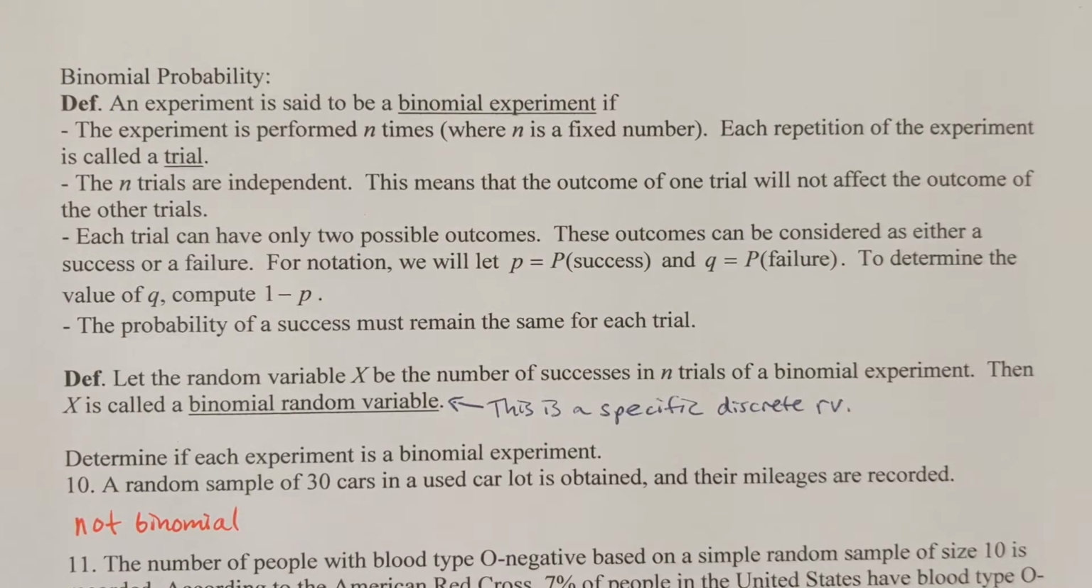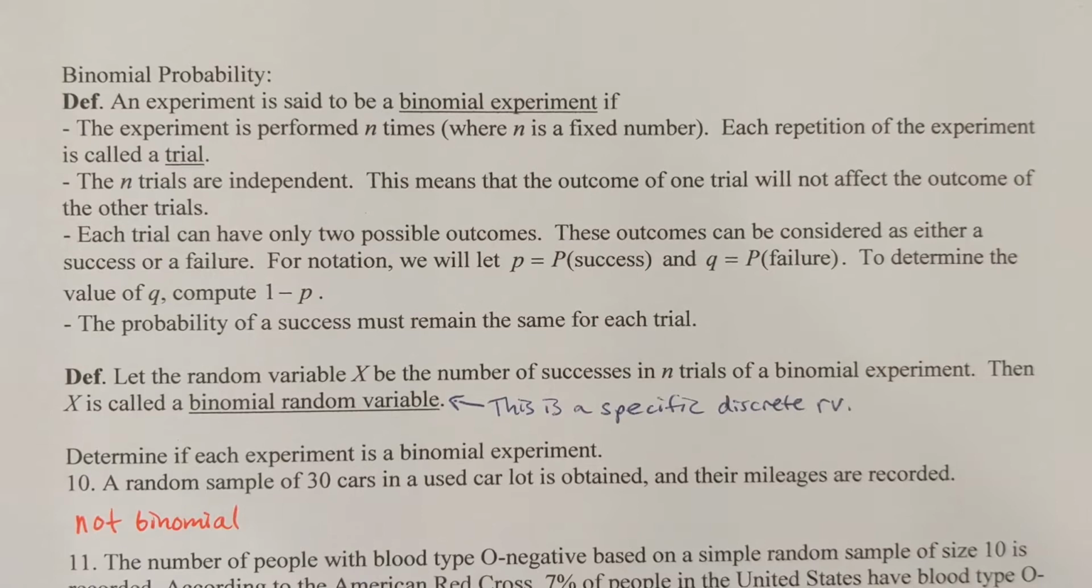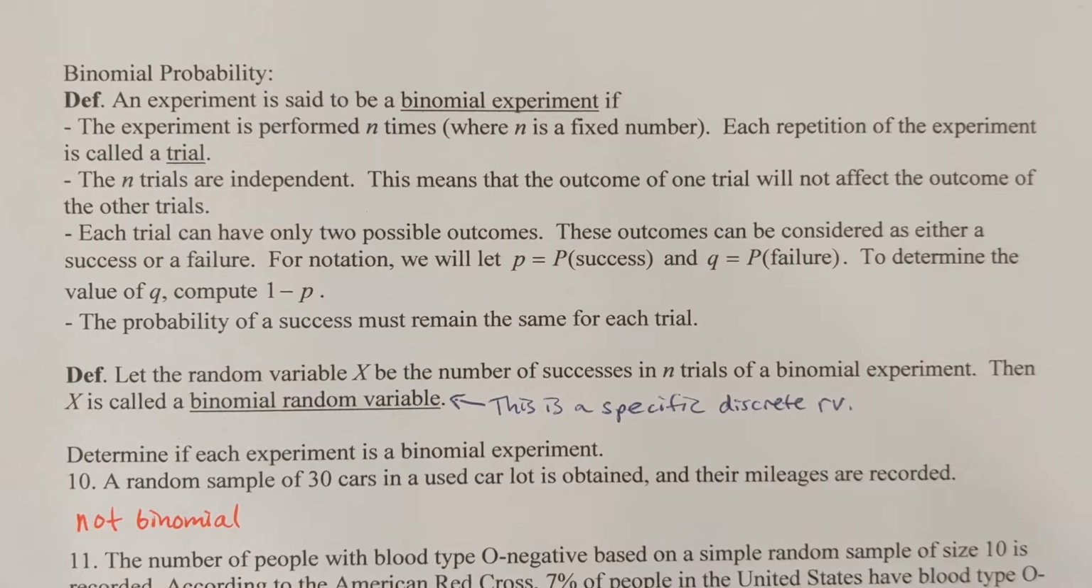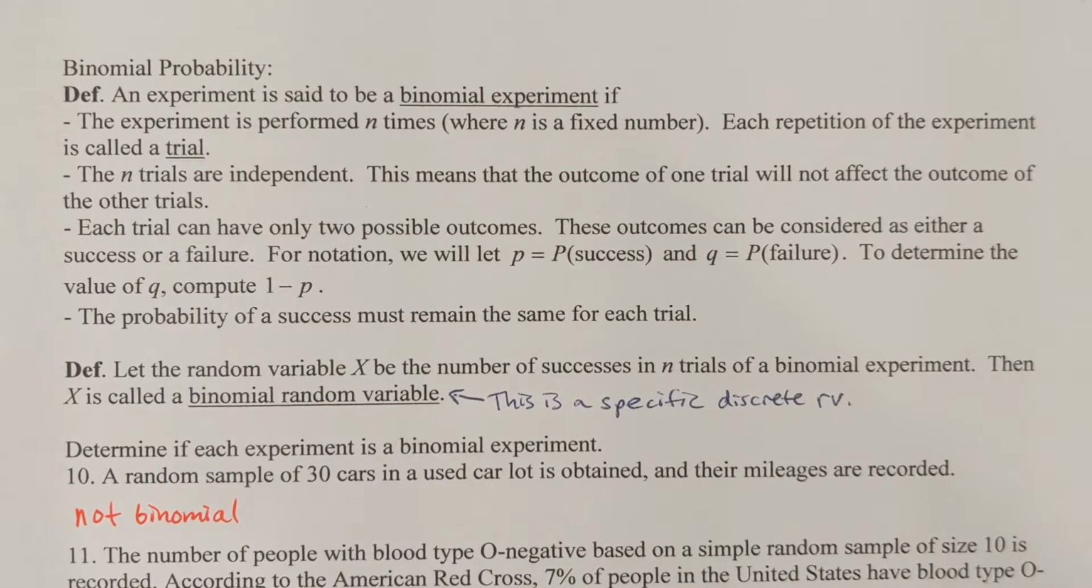All right, chapter 6 only has two sections, so we have already done 6.1, and I'm going to start in on 6.2 now. The topic in chapter 6 is discrete random variables, and so in this section we're going to talk about a specific kind of discrete random variable, which is called a binomial random variable.